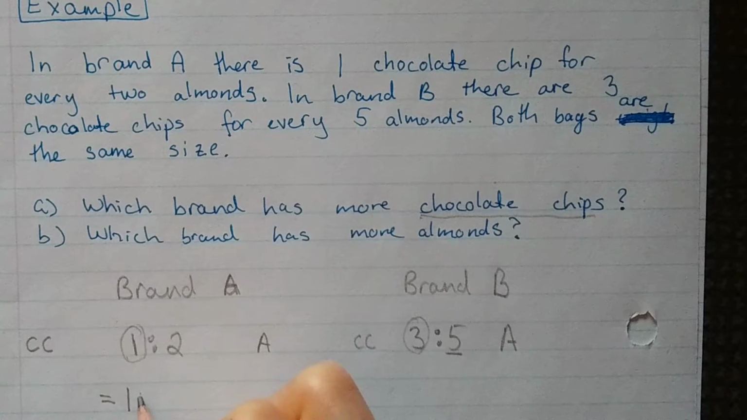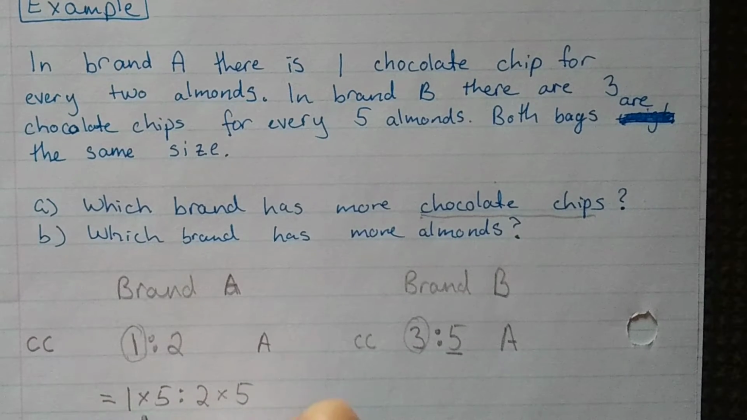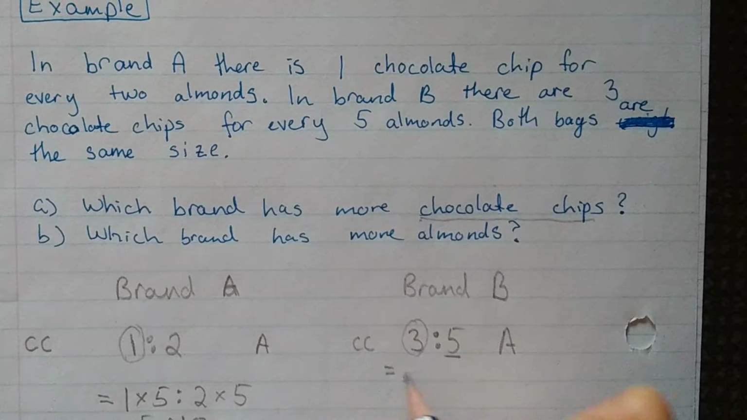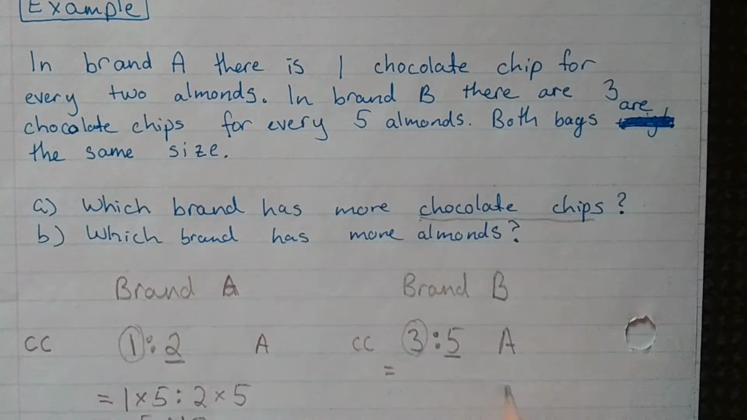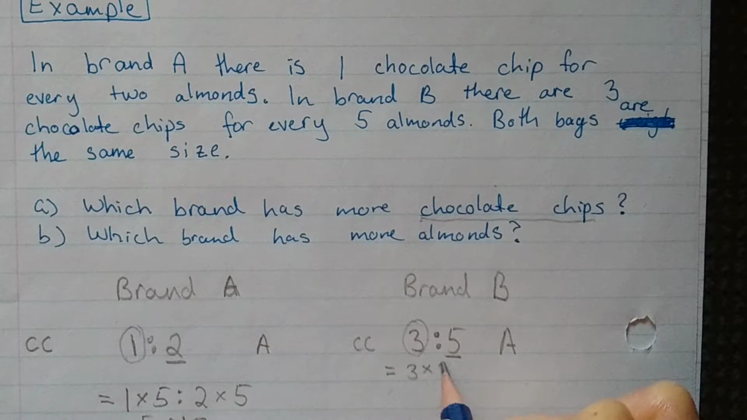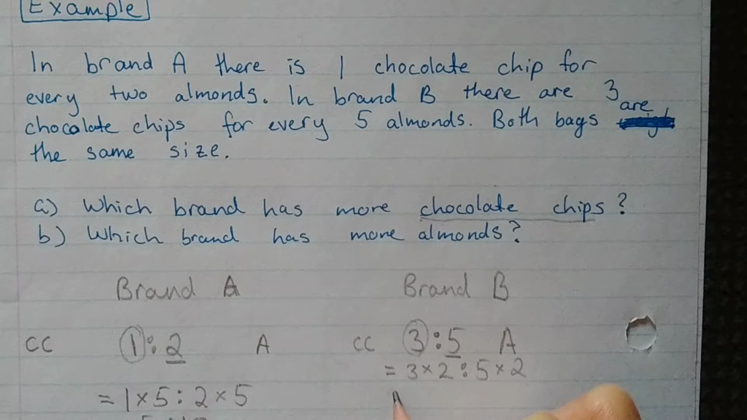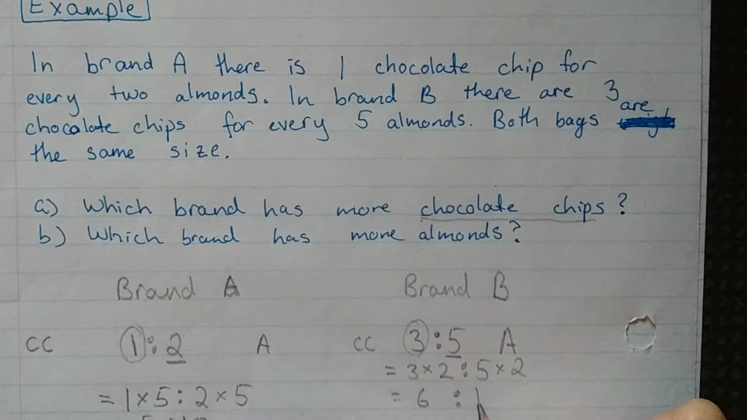So 1 times 5 and 2 times 5. And 1 times 5 is 5, 2 times 5 is 10. And then here, we're going to multiply both of these, not by the one we circled, but by the other one, which is 2, and you'll get 3 times 2, and then 5 times 2. So you'll get 6, the ratio of 6 to 10.